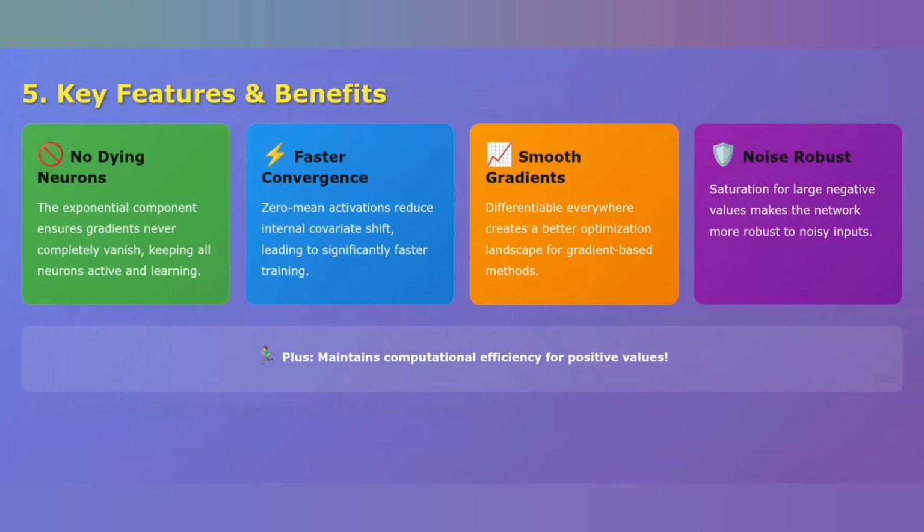Fourth, better noise robustness. The saturation for large negative values makes ELU more robust to noisy inputs. And finally, it maintains the computational efficiency of ReLU for positive values, so you don't sacrifice speed for these benefits.